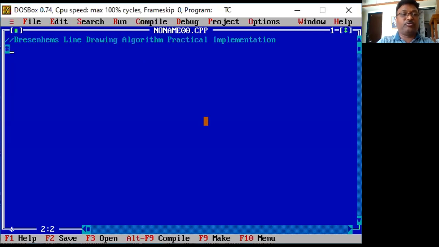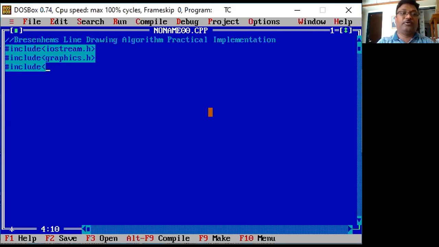Now, first of all, you have to include iostream.h, correct? Then hash include the second one, graphics.h, because you are implementing a graphics program. Then third, you have to include conio.h, that is for getch and reading any characters. And then include one more file, math.h, because we need to calculate the round value.